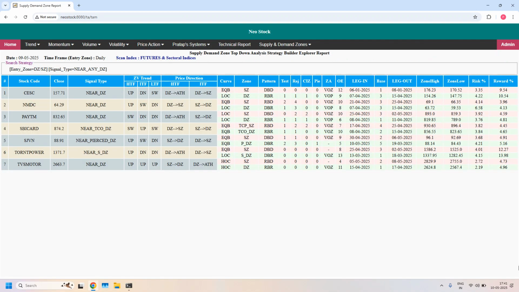We got 7 stocks. Let us identify high liquidity daily demand zones from this list. So Torrent Power is having a daily high liquidity demand zone. So we identified only one high liquidity daily demand zone from this list.